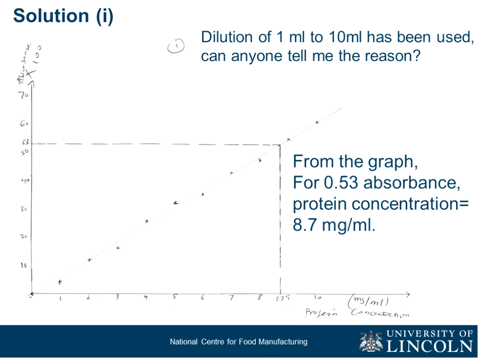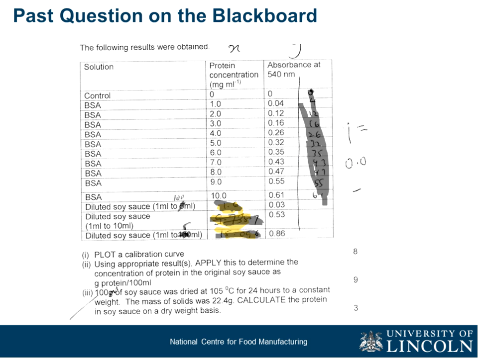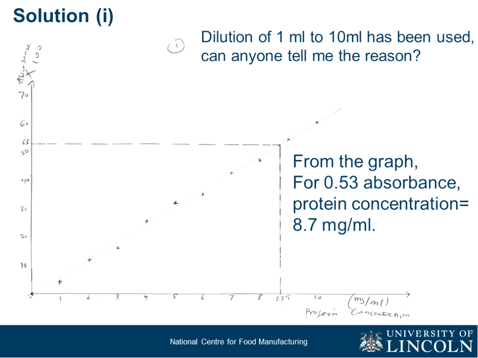And again, if you look at our calibration curve, we have 0.03, but it's below the first reading. The first reading starts from 4. The control is actually 0. So the best one to use for this will be the middle one, which is 1 ml to 10.